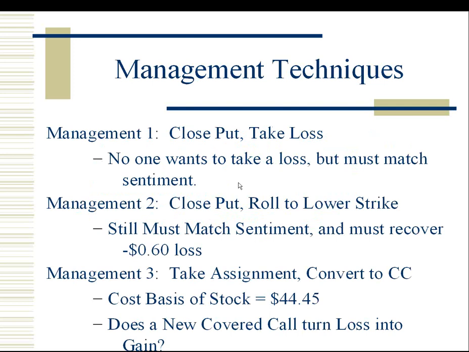Now, what are our opportunities here? Management number one, we could close the put and just take the loss, and then try to make it up later by looking at a new put that's maybe 14 days out in time on a stock we have a stronger sentiment on, now that LUV has gone against us slightly over the past 11 days. No one wants to take a loss, but remember, in order to decide to just roll down the put option, it has to match my sentiment.